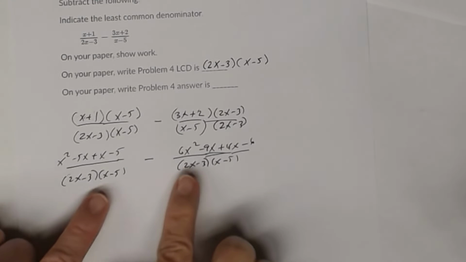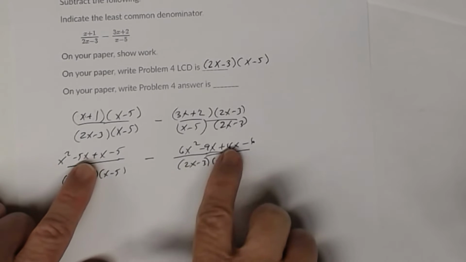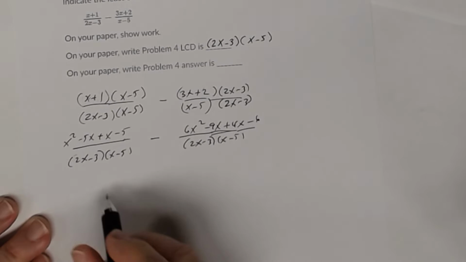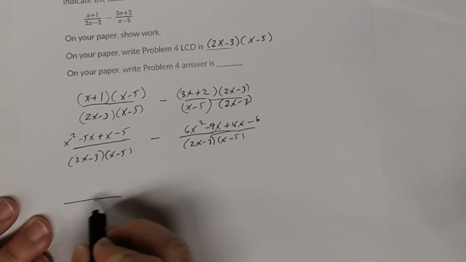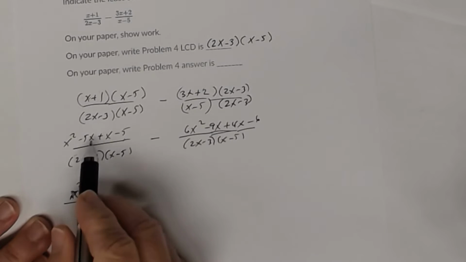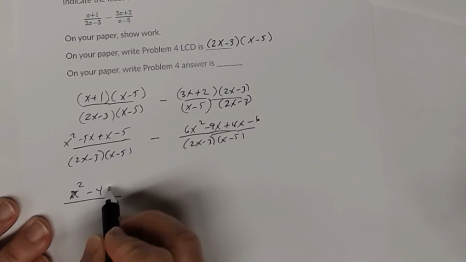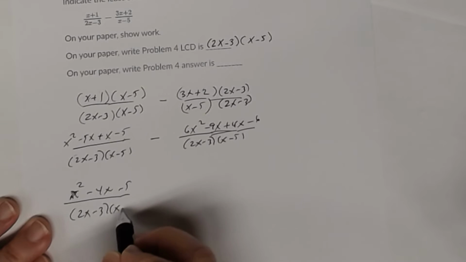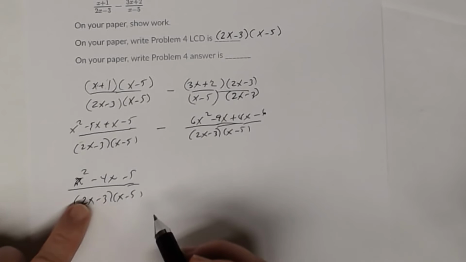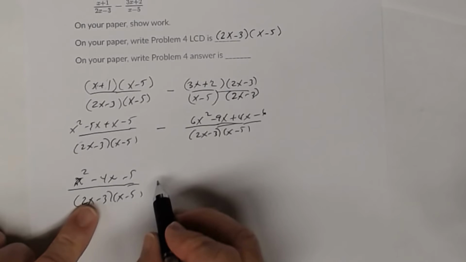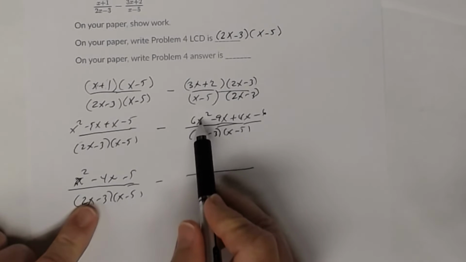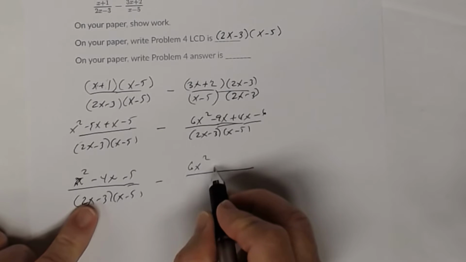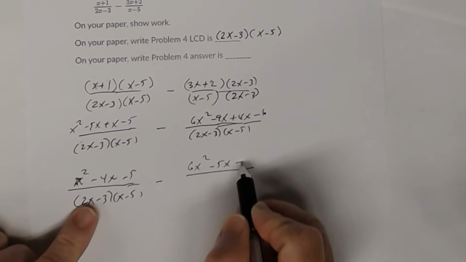Okay, now, let's go ahead and combine like terms in both numerators before we go any further into writing this as one fraction. So basically, we have this. We have x squared. Negative 5x and x is a negative 4x, minus 5, divided by 2x minus 3 times x minus 5. Always leave the denominator in factored form. Subtract, and then over here, I get 6x squared. A negative 9x plus 4x is a negative 5x, and then minus 6.